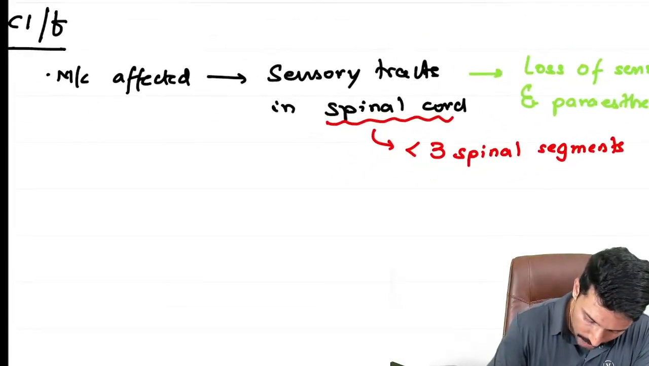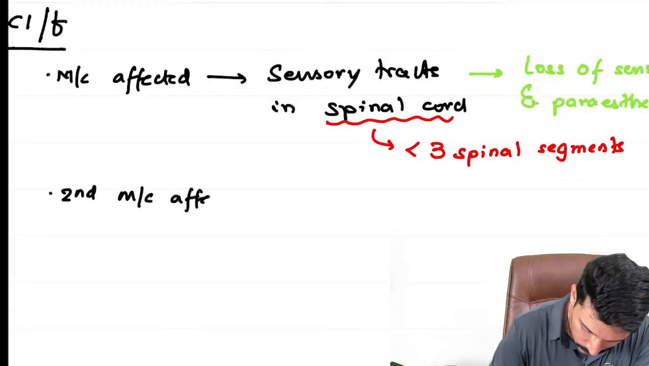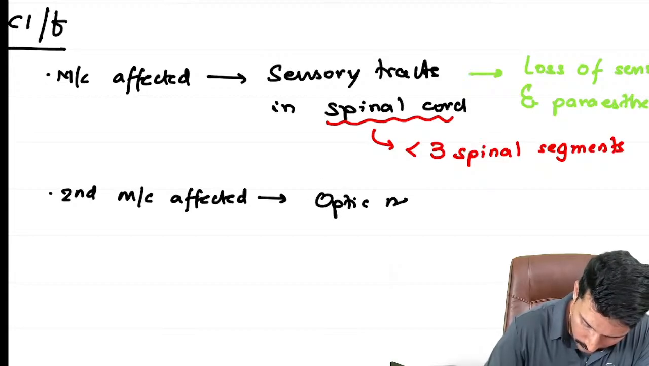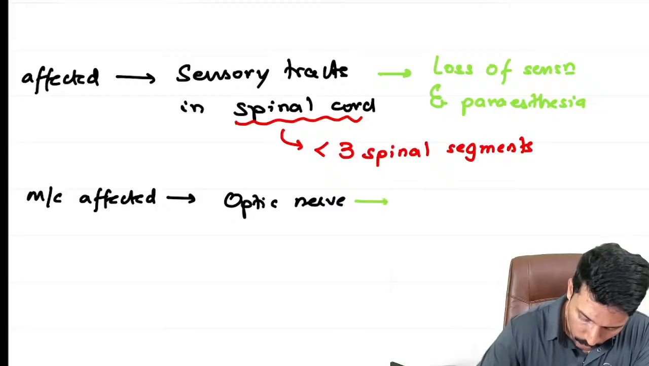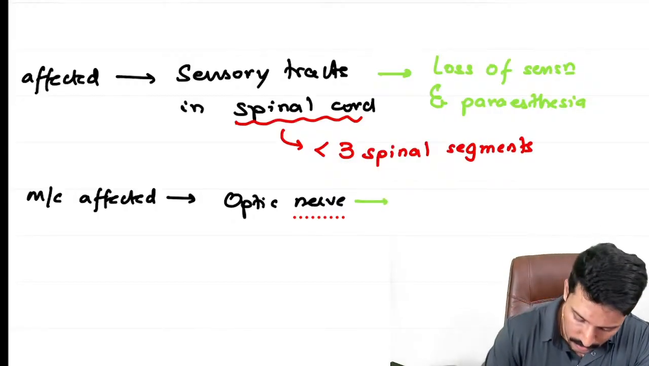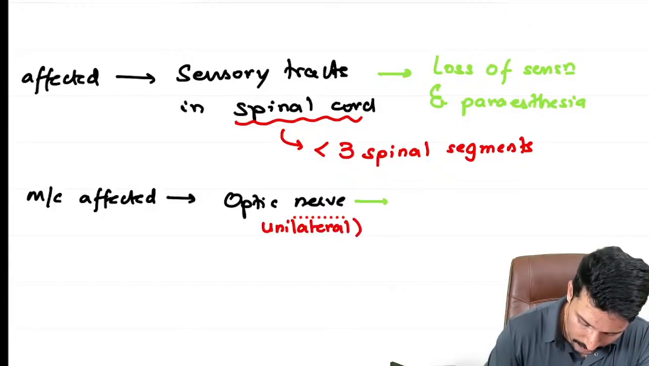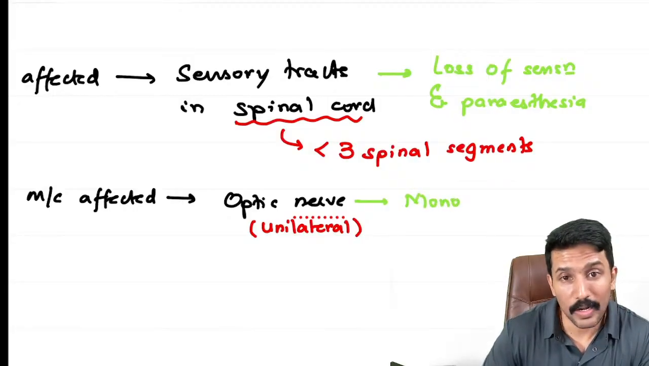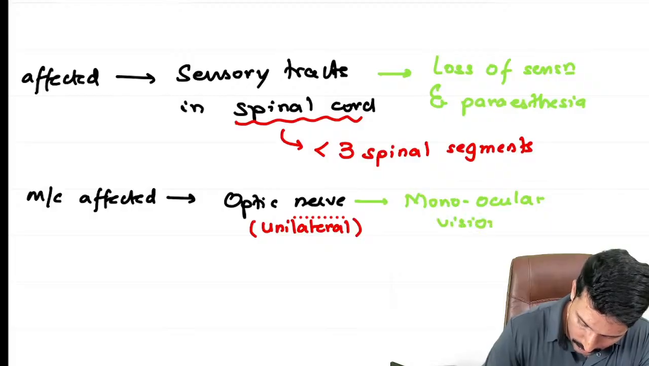Then the second most commonly affected is the optic nerve. And when the optic nerve gets affected, it produces what we call vision loss. And usually in multiple sclerosis, the involvement is unilateral. Only one side optic nerve gets demyelinated, and that leads to vision being affected in only one eye. So monocular vision loss is a symptom you can see.